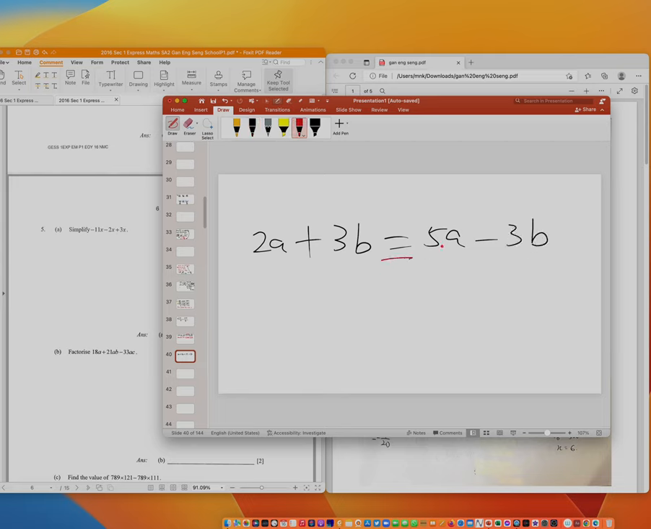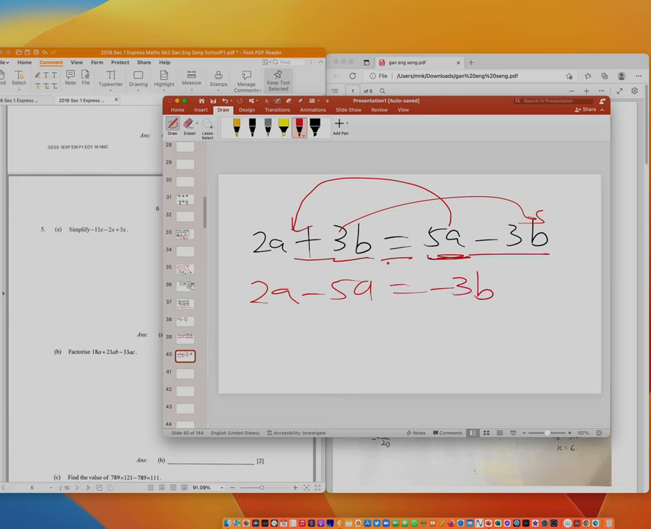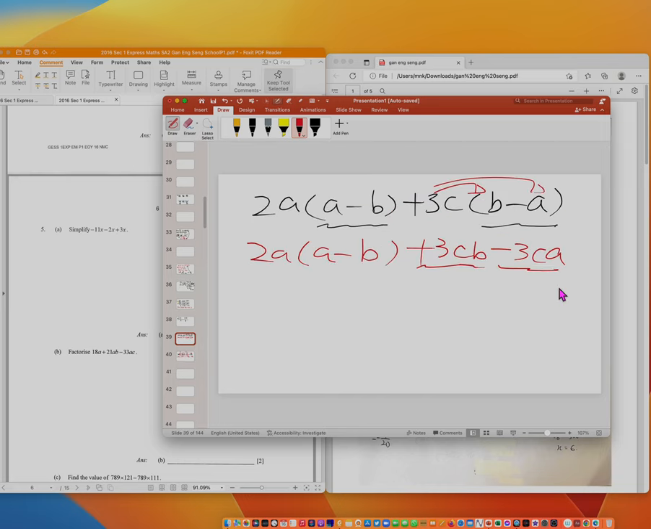When you move 5a over the equal sign, then you change the sign. So 5a here becomes minus 5a. This one you move to this side, so the minus 3b becomes plus 3b. You move over, so you change the sign. But rearrangement has no moving over the equal sign. It's just like you come to the front and go to the back. So this is rearrangement. Don't change the sign.